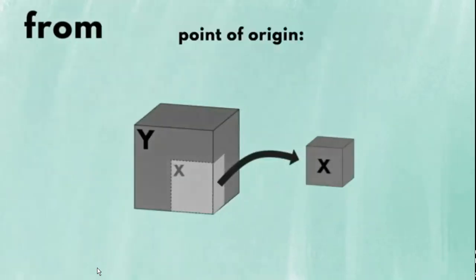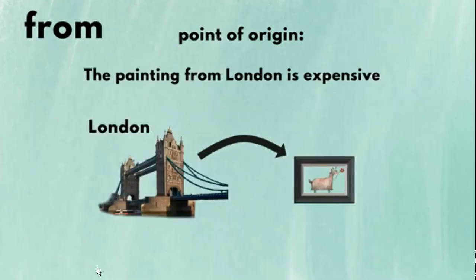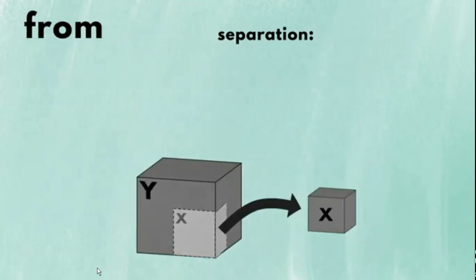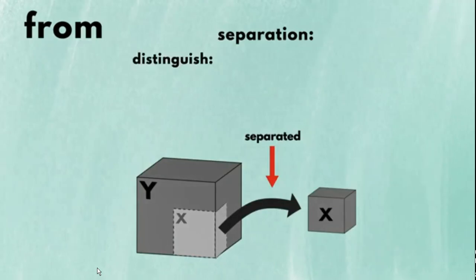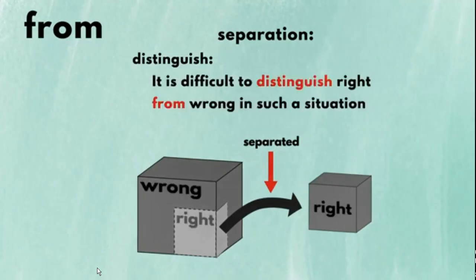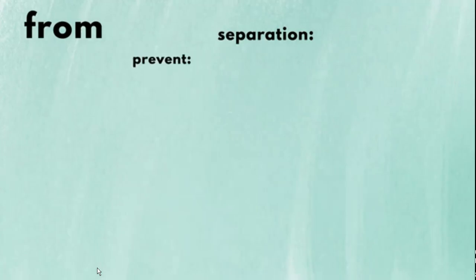Now here is "from", where I am talking about the point of origin, something coming from something. When I said the painting from London is expensive, this painting is from London, the origin is London, and it is very expensive, right? So this is the point of origin. Separation: here you can see X is separated from Y, right? So how we understand this very nicely: something is separated from something, right? It is difficult to distinguish right from wrong in such a situation.